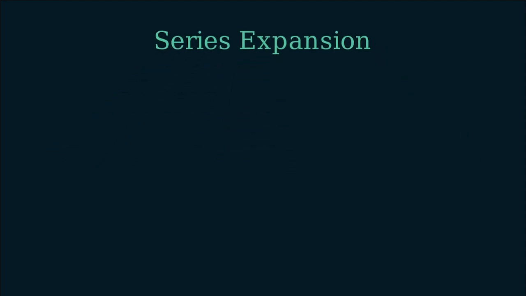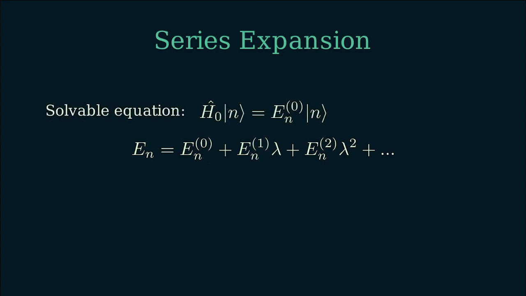For the energy eigenvalue, just as before, we will approximate it as En0, which is also called the zeroth order correction, plus the first order correction, En1 times lambda, and so on. The physical interpretation of this term is that it is the energy eigenvalue of the exactly solvable Hamiltonian H0.